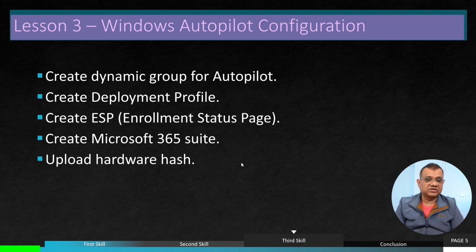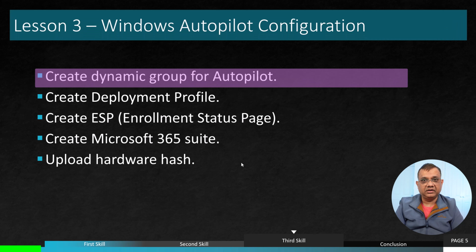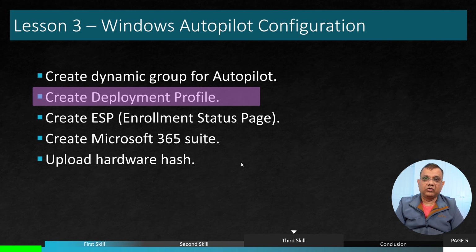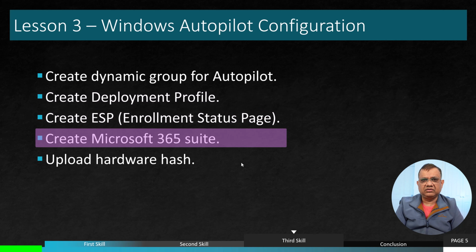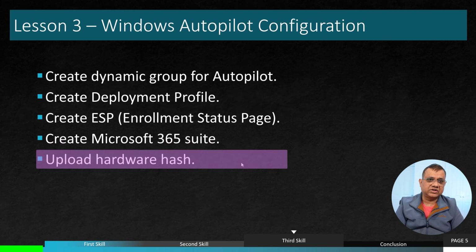So this section is going to cover a few of the basic things for the Autopilot: creation of a dynamic group for the Autopilot, deployment profile, enrollment status page, and we are going to create a Microsoft 365 application also. It's a very easy application which we want to deploy using the Autopilot, and we'll be uploading the hardware hash of the device. Don't worry if things are not clear to you, just stay tuned with me, because I'm going to clear every doubt you may have.